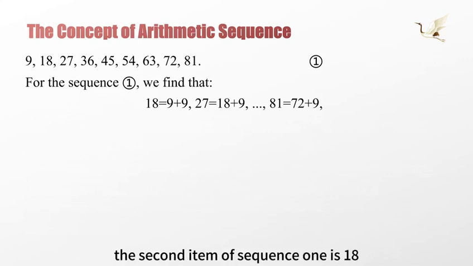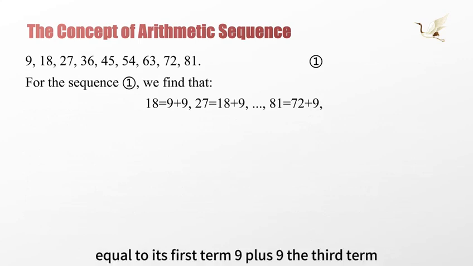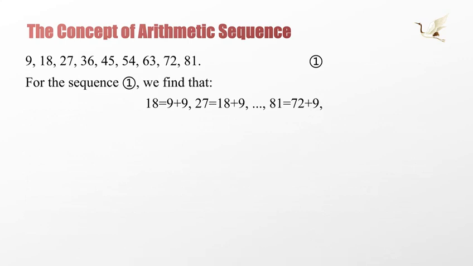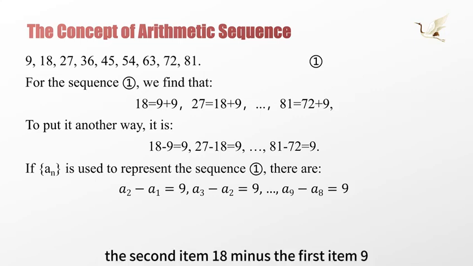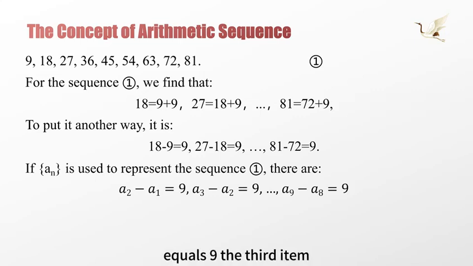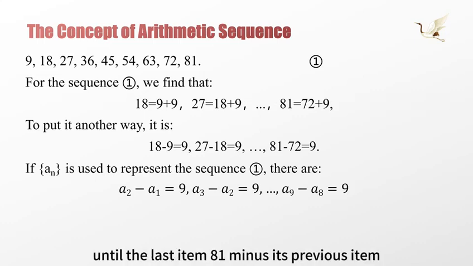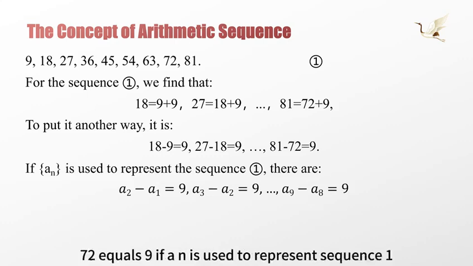The second item of sequence 1 is 18, equal to its first term 9 plus 9. The third term 27 is equal to its second term 18 plus 9, until the last term 81 is still equal to its previous term 72 plus 9. In other words, the second item 18 minus the first item 9 equals 9, the third item 27 minus the second item 18 equals 9, until the last item 81 minus its previous item 72 equals 9.